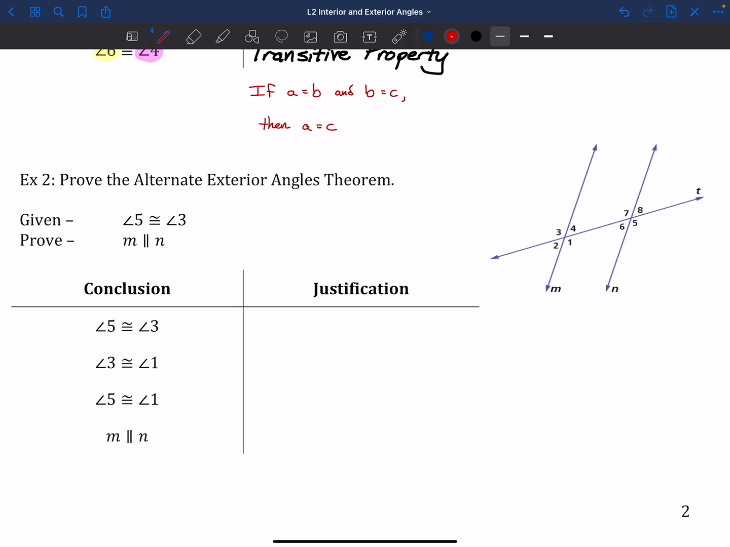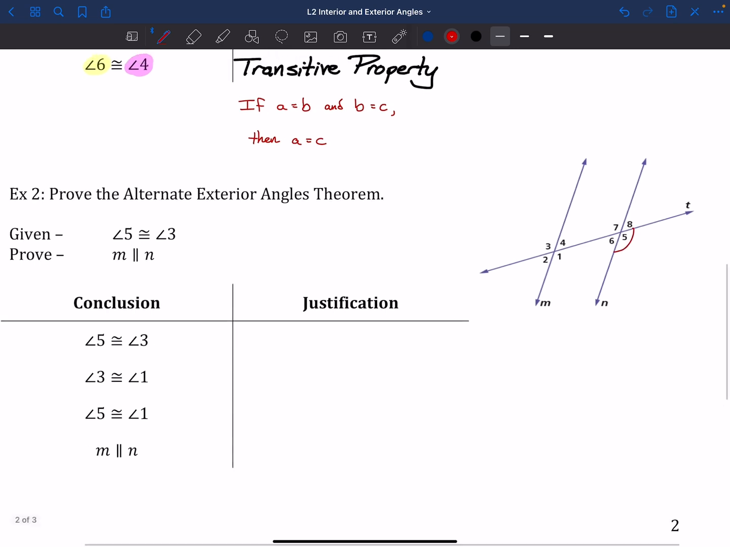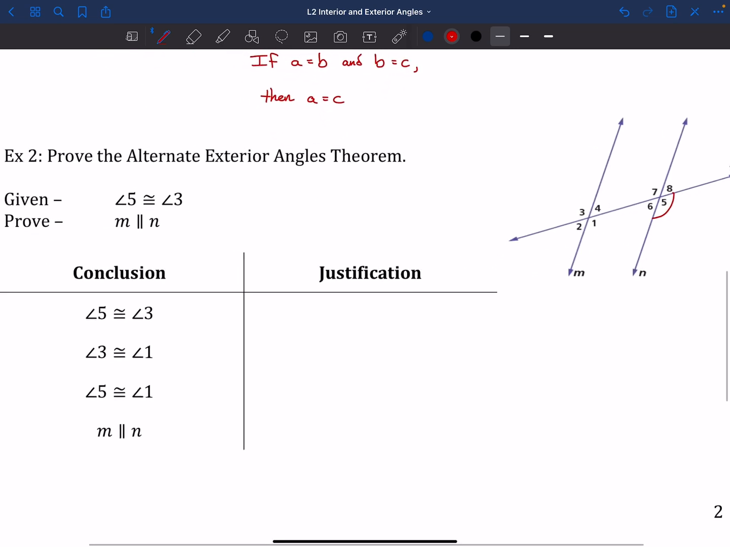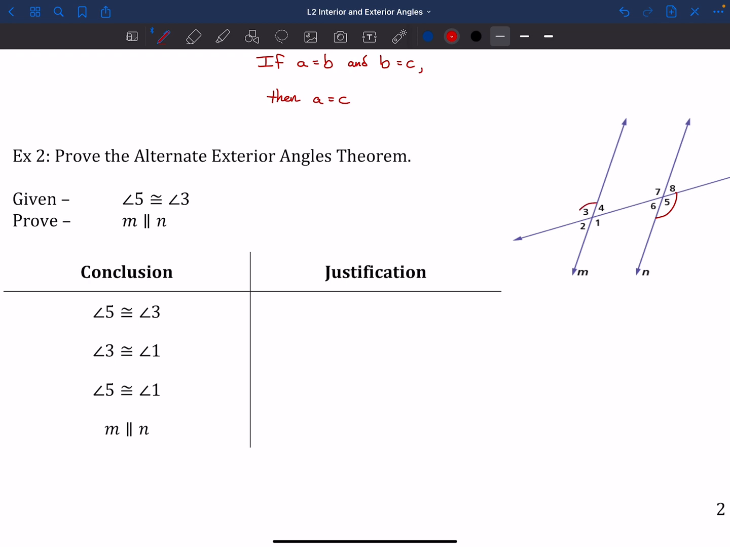So again, we've got some given information. I'm going to make sure I mark it on my diagram. We are given that angle 5 is congruent to angle 3, right? Oops. So I'm going to put these little arc markings in there. So we know that 5 and 3 are the same. We want to prove that the lines are parallel. So that's kind of tough, right? So for 5 and 3 being equal, they just tell us that. That is our given information, right? Then we start working on the rest of it, right?